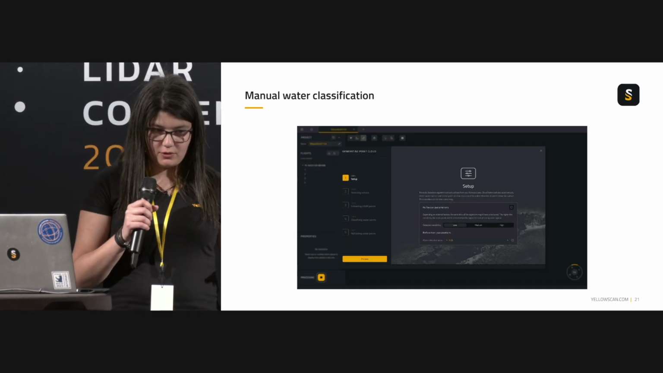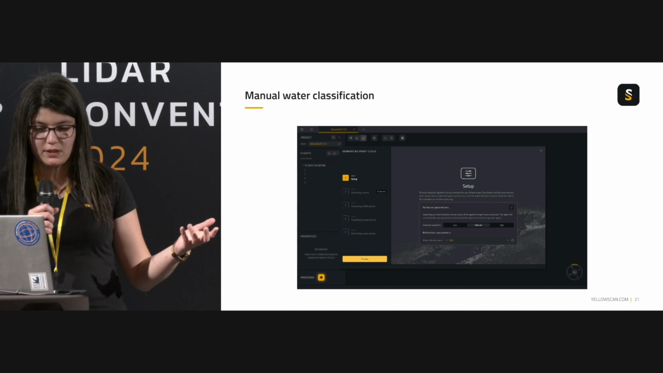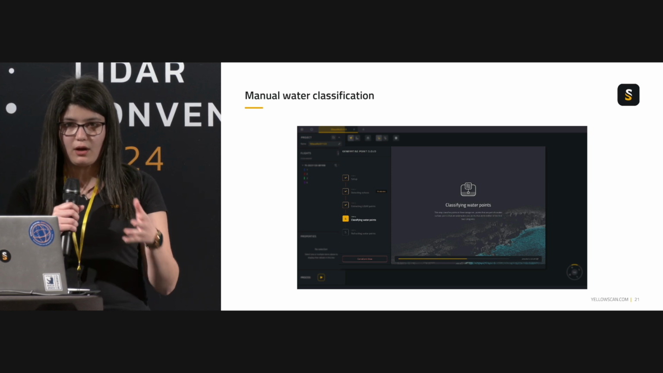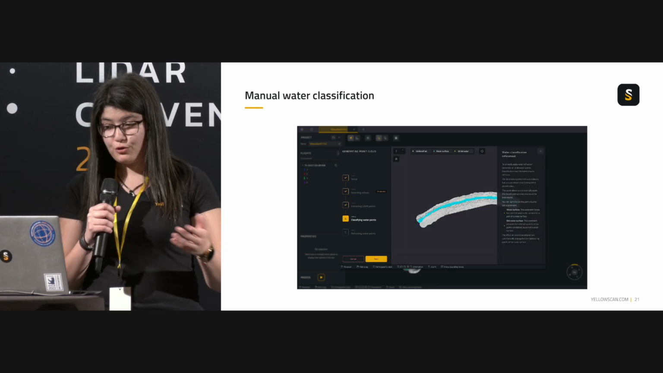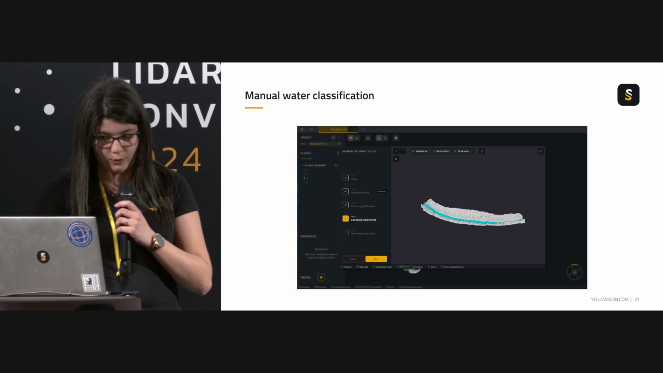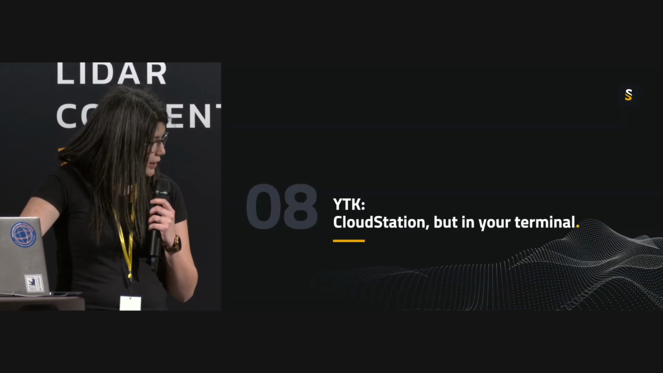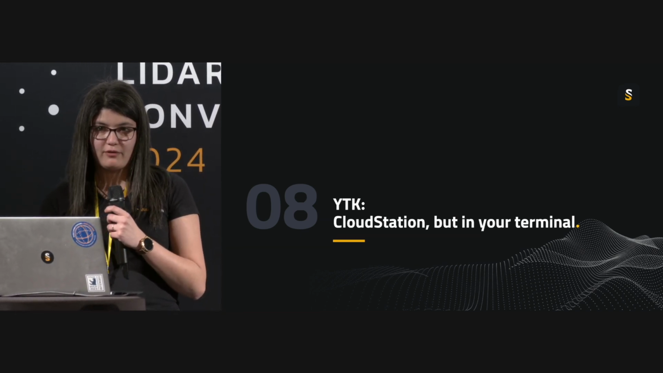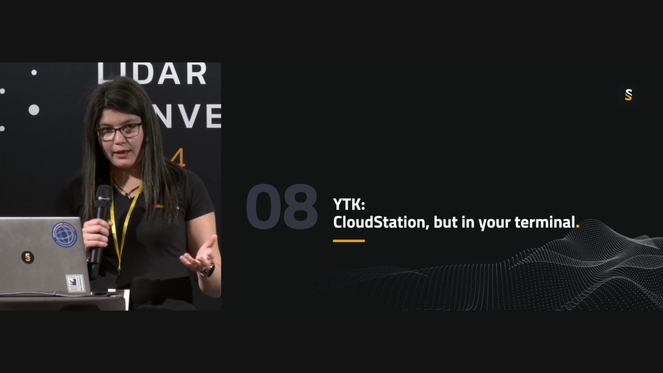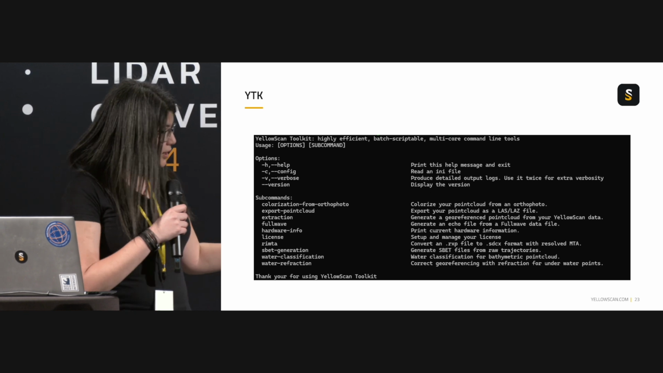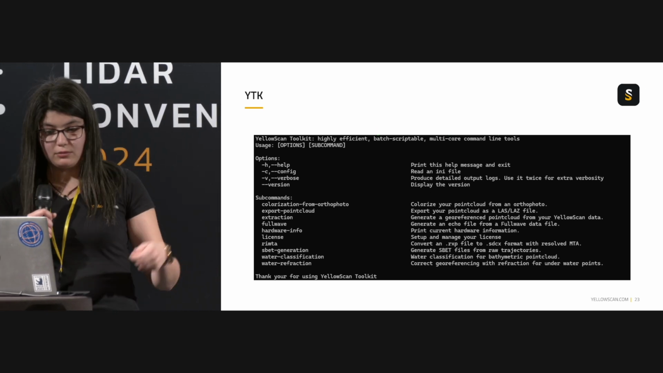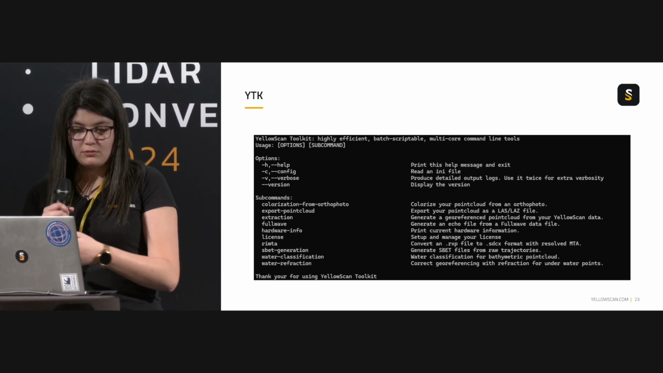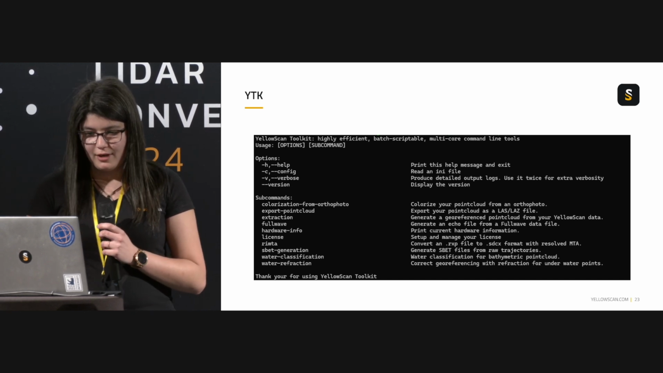Now, all of these features, again, are integrated into the CloudStation, but some people might want this whole process to be automated. So we've introduced now in the Ultimate bundle the new YellowScan toolkit, or YTK. So it's exactly what you have in the CloudStation, but it's a command line application. So you have everything the CloudStation can do, but you can just create a script that launches everything sequentially. And there you go.